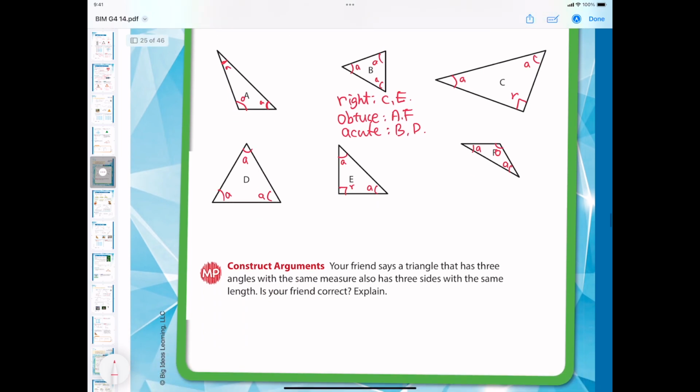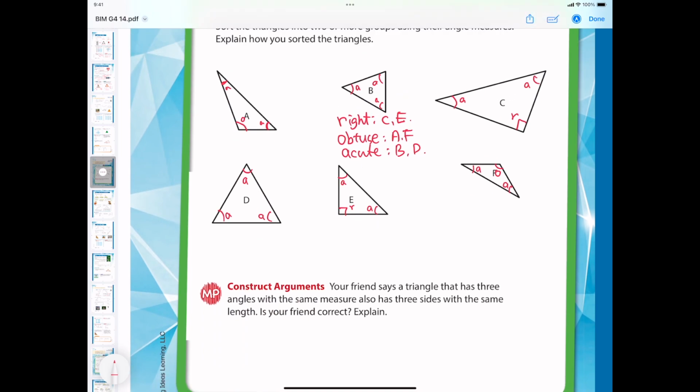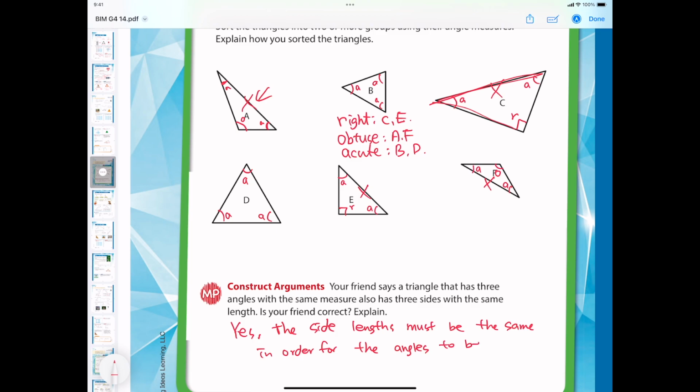Your friend says a triangle that has three angles with the same measure also has three sides with the same length. Is your friend correct? Explain. I'm going to say yes. The side lengths must be the same in order for the angles to be the same measure.